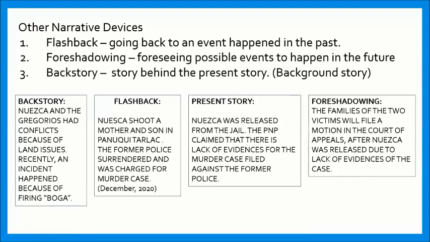So based on my analysis, I'm not certain, but maybe the family of the Gregorios will file a motion for reconsideration. Maybe they are asking why did they release Noesca? So after discussions, maybe with their lawyer, they will proceed with the filing of a motion in the Court of Appeals. We don't know, but again, as I've said, foreshadowing is possible events to happen related to the story.